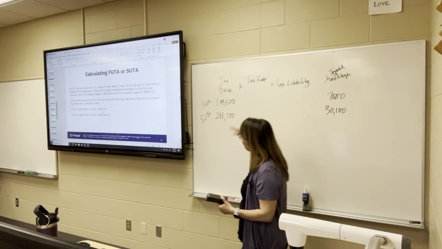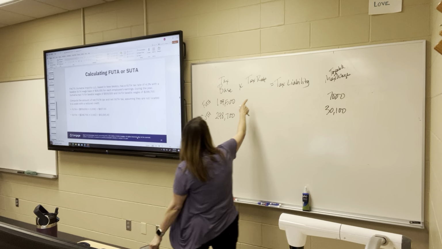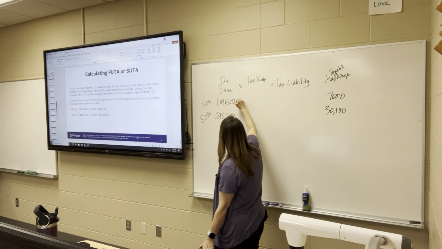Okay, now something else is different between these two. What's our tax rate for FUTA with the maximum credit?